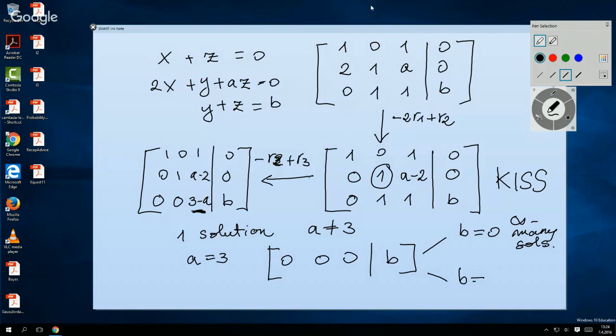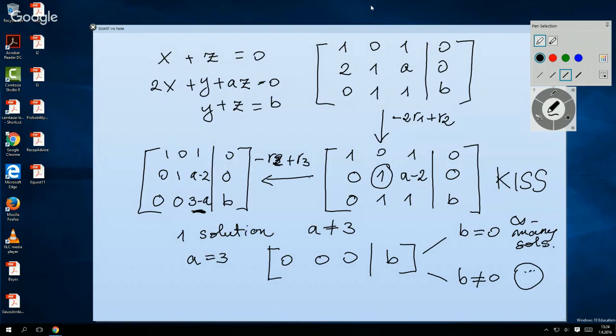What if b is not 0? No solution whatsoever, inconsistency, because you have 0 equal to something which is not 0. Yuck. Where this happy face means no solutions whatsoever.